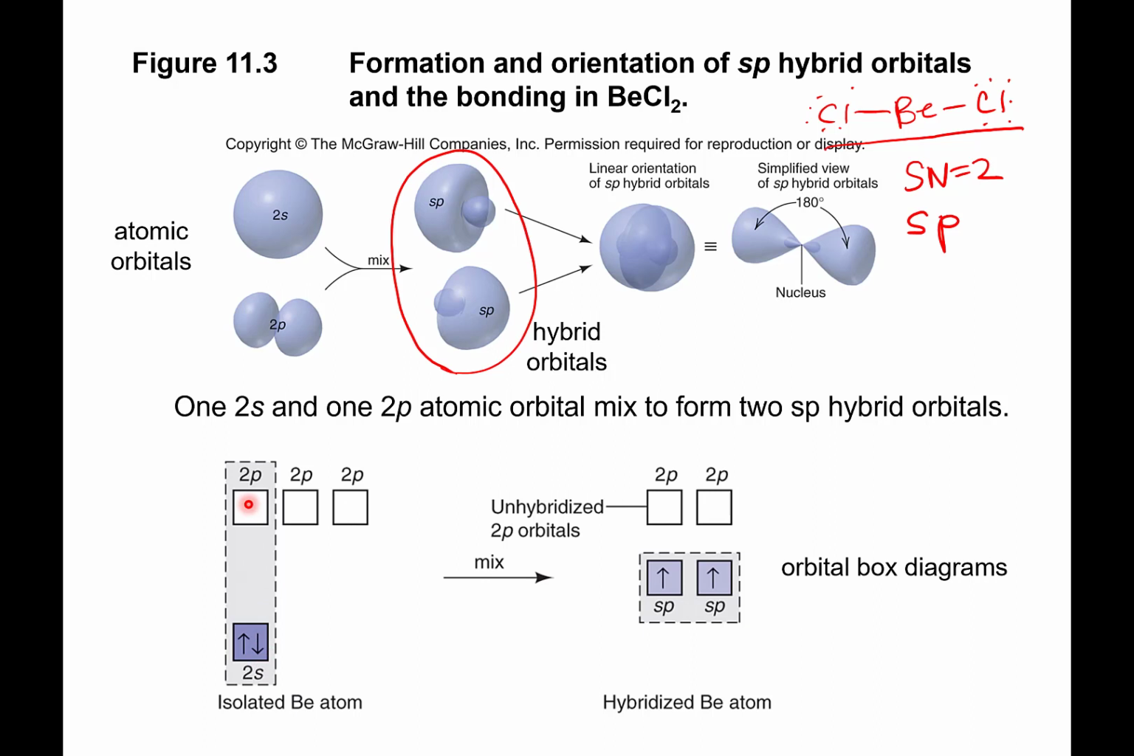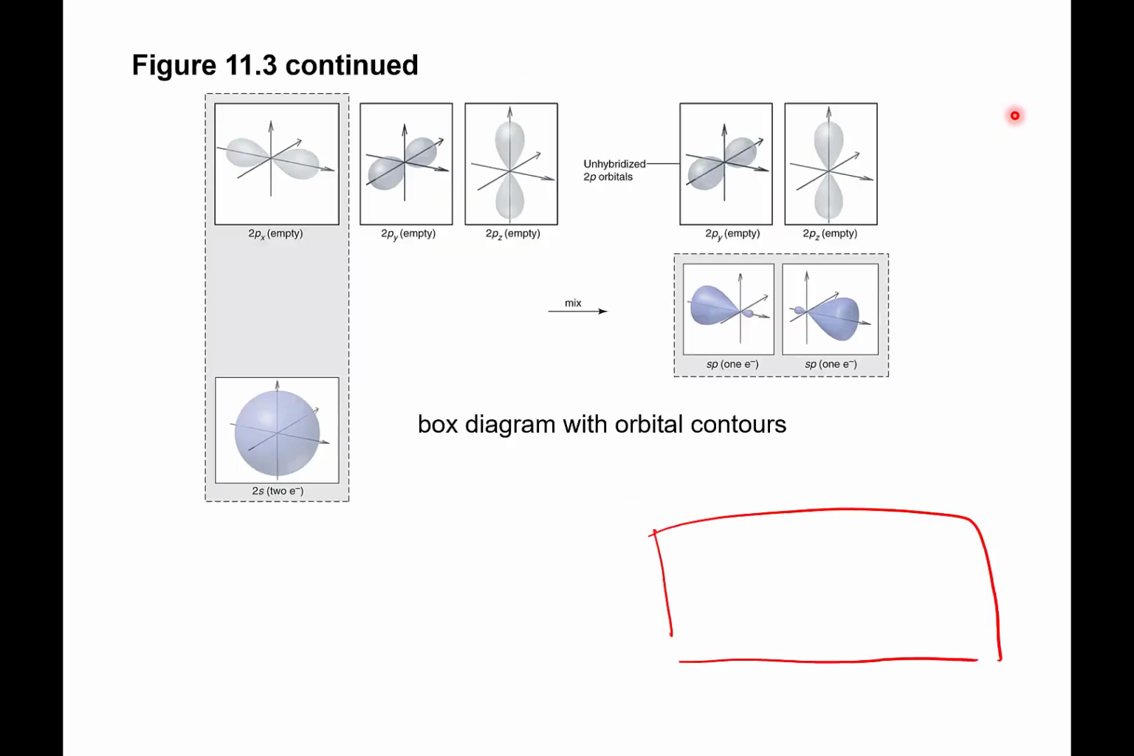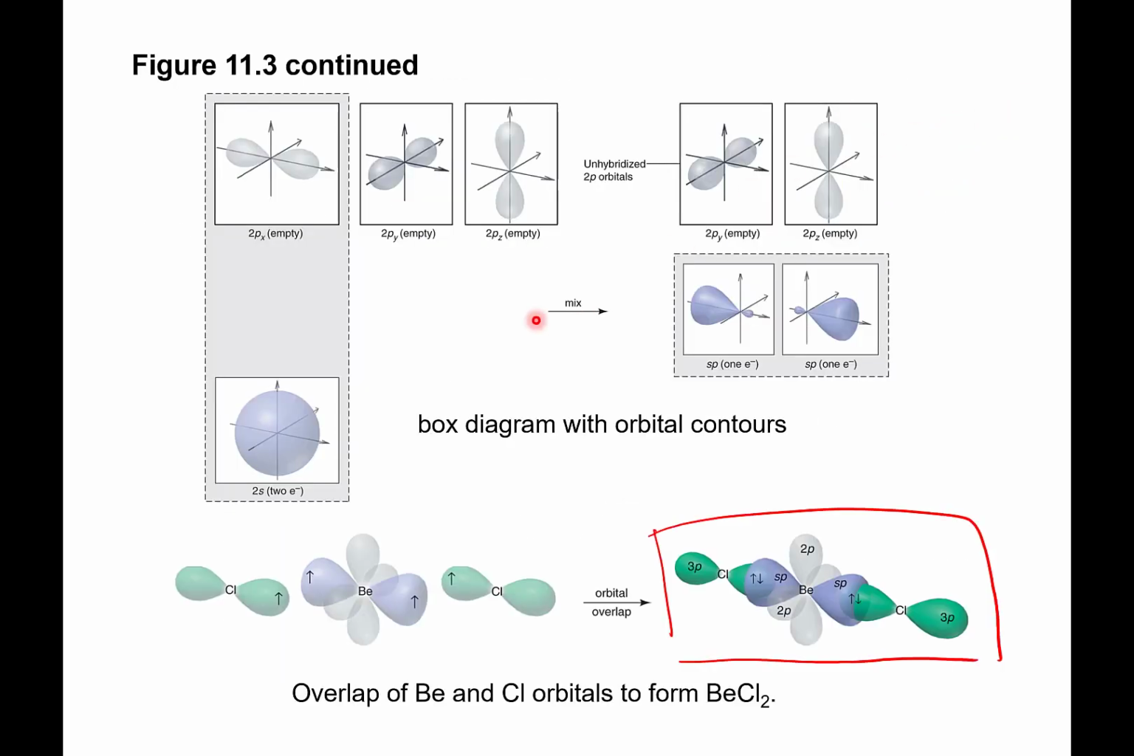If we were going to show what this mixing of orbitals looks like, a 2s orbital and a 2p orbital mix together to form two sp orbitals. We have one electron in each sp orbital, and then your 2p orbitals are empty. These sp orbitals are ready to overlap with orbitals on chlorine to form a bond. So that's what this looks like. We have our 3p orbital from chlorine overlapping with the sp orbital to form this sigma bond.